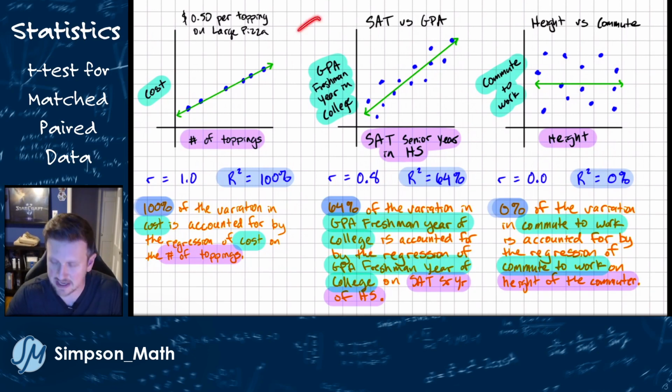On the left-hand side, I have a linearly perfect relationship. My go-to example for that is a pizza place with one size of pizza, and it's 50 cents per topping. It doesn't matter what topping it is. Every additional topping adds 50 cents to the cost of the pizza. So if I have some randomly selected pizzas with their number of toppings and their cost, it would be a perfect linear relationship.